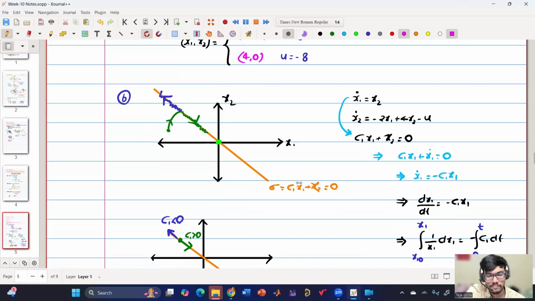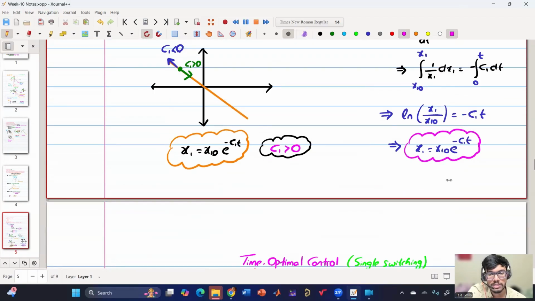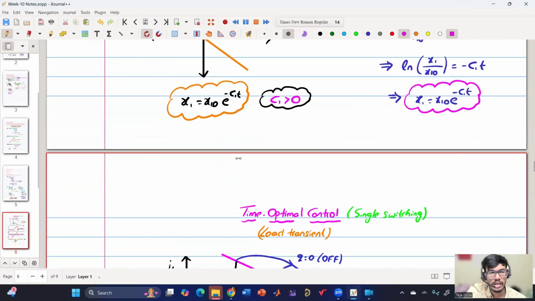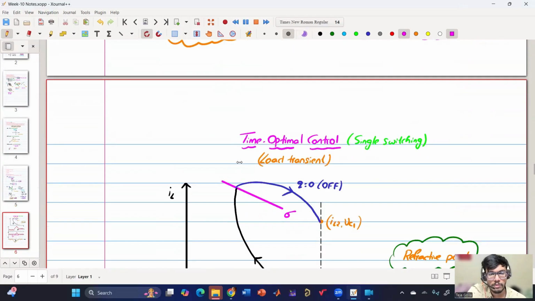So now we have the dynamics satisfy both the system dynamics as well as the surface dynamics. So using that, we got the expression, and we have seen if C1 is positive, X1 will diminish. So it is stable.